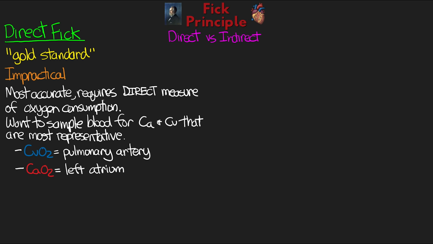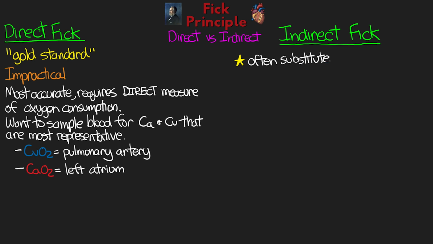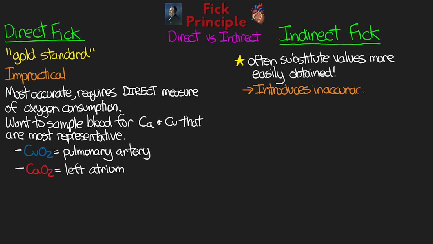So if we're stating that there's a direct measure, then this must imply that there's also some sort of indirect measure. As I just mentioned, we often have difficulty obtaining the direct measure values required for that Fick calculation, thus we often substitute other values that are more easily obtained. Understanding, though, that by doing this, we're introducing inaccuracies into our measurements. Now, the Fick method was already determined to have about an 8% inaccuracy when compared to actual measures of cardiac output. And then from there, each additional substitution we do is going to increase this error further.